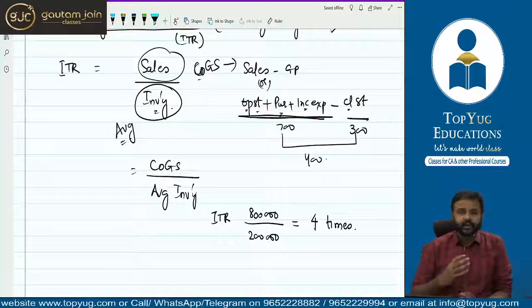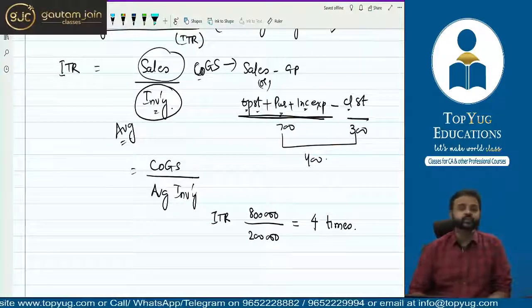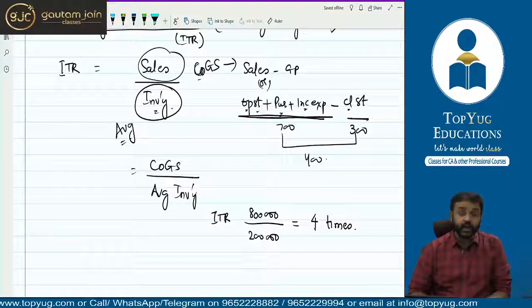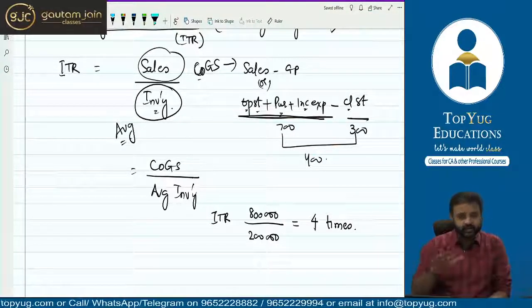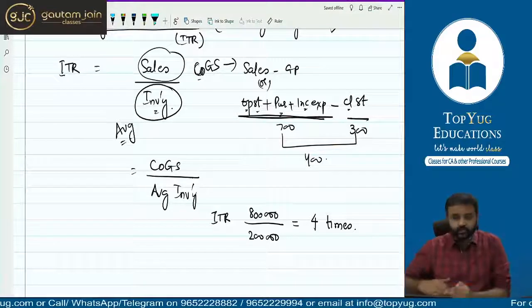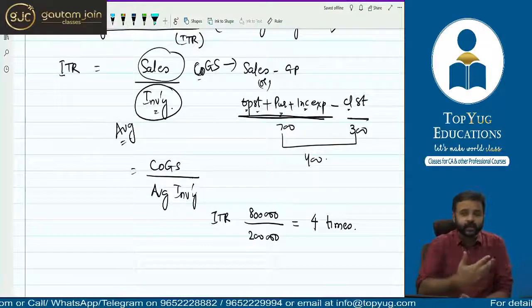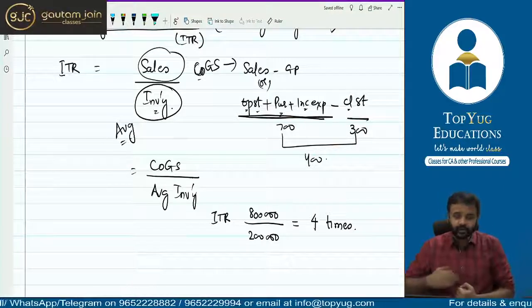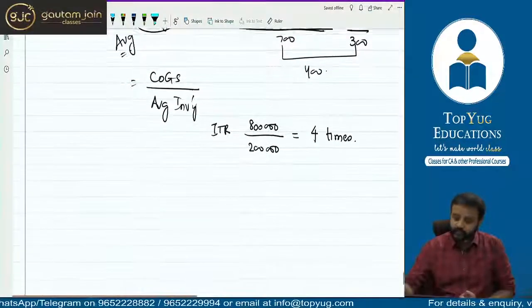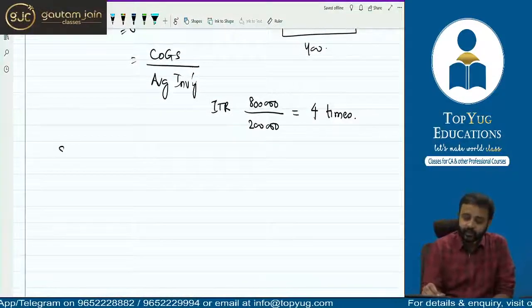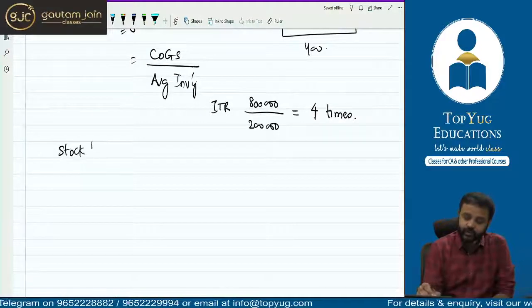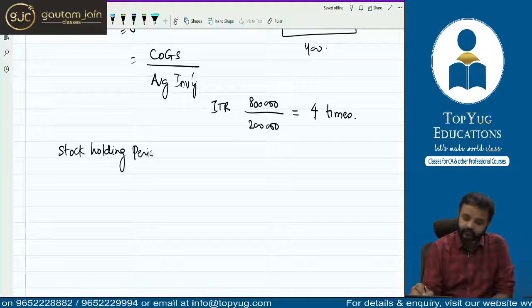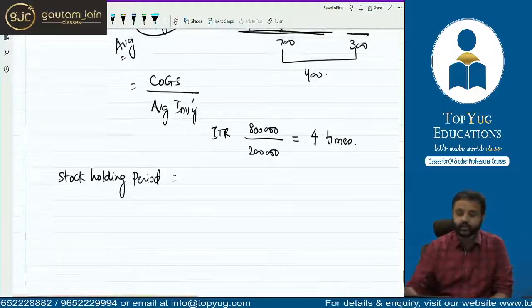That means on an average, how much time did you keep this stock with you, so that we can say this much was the time for which you could hold your inventory and then sell it, right? So that is where the concept of stock holding period comes. Stock holding period. How do we get that stock holding period?